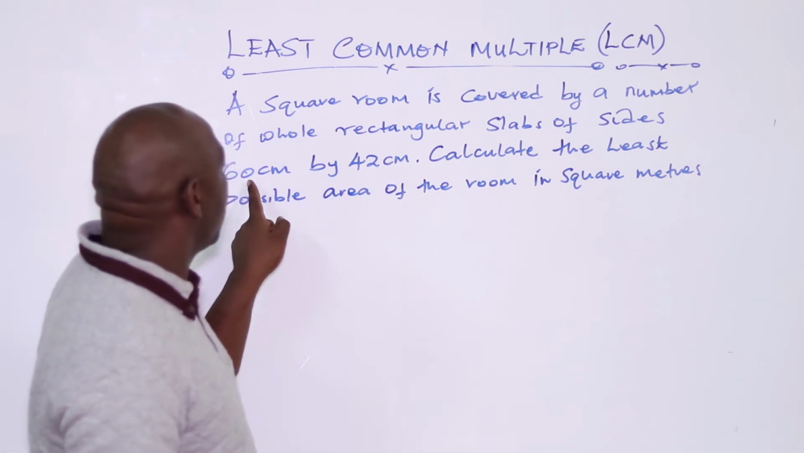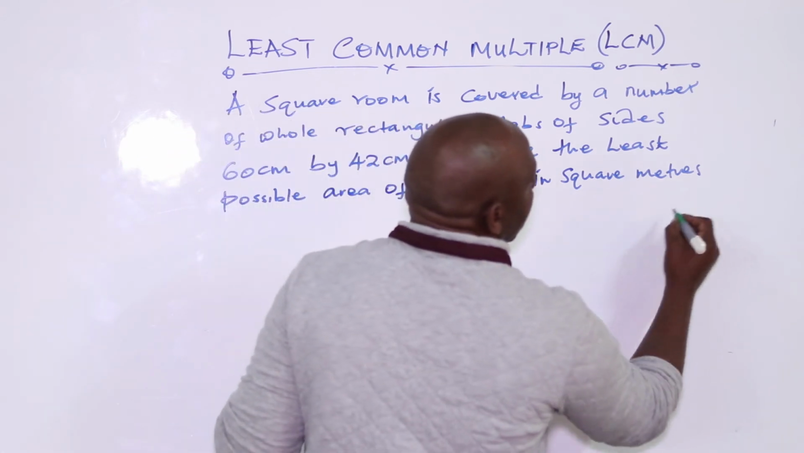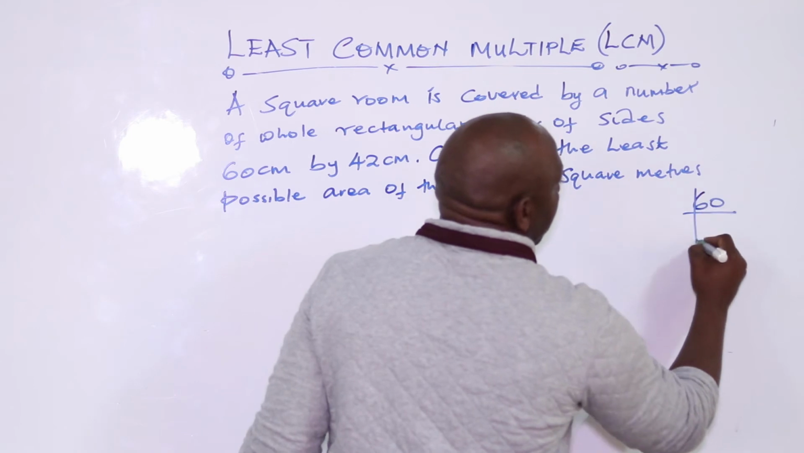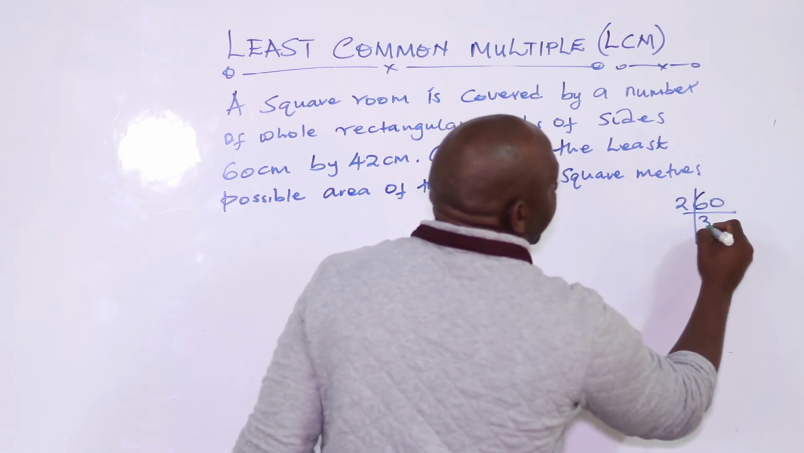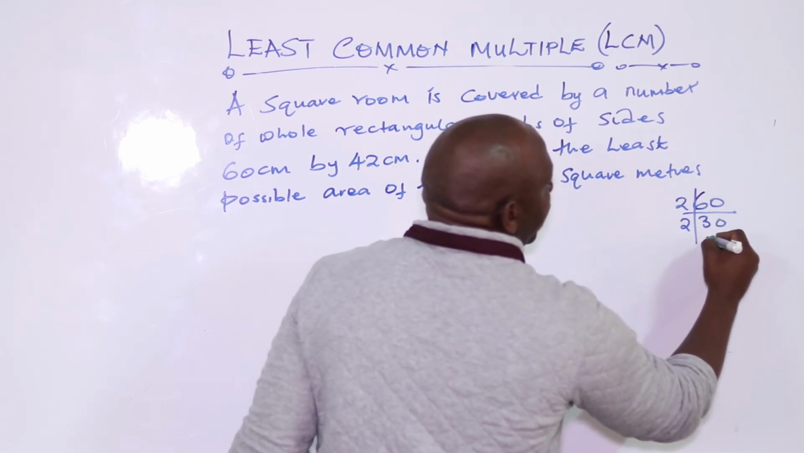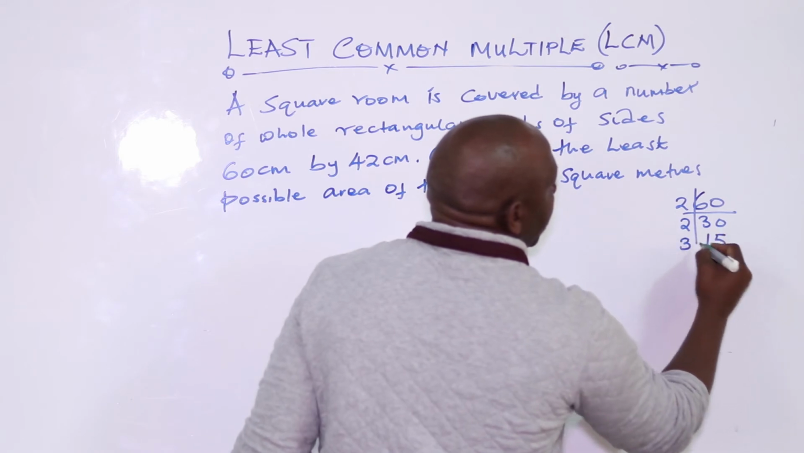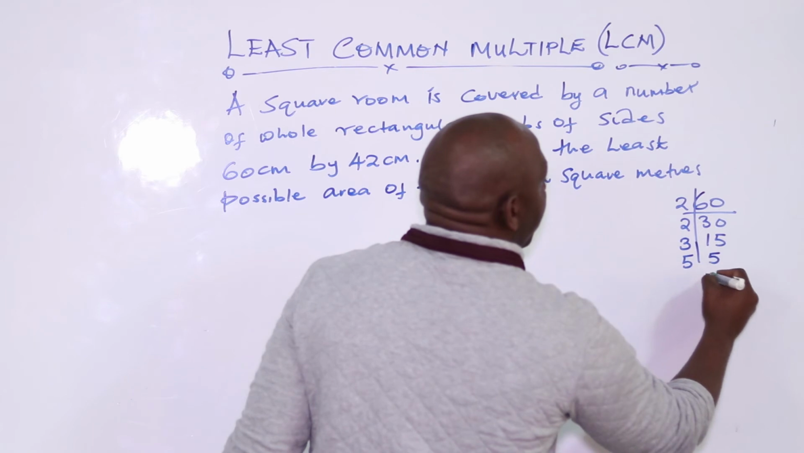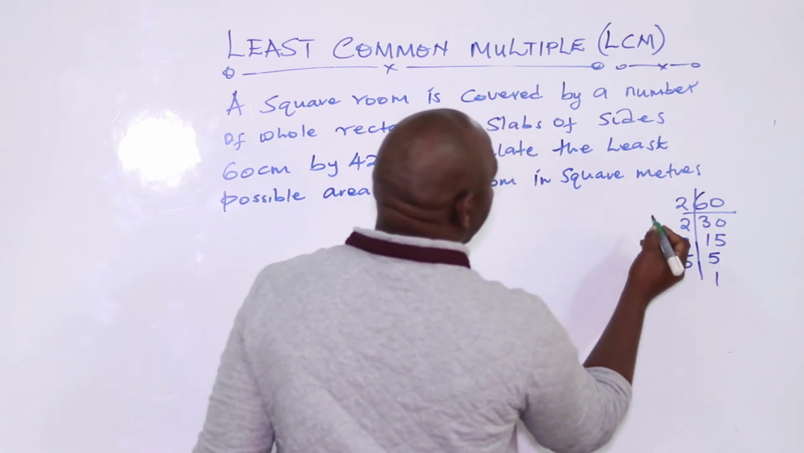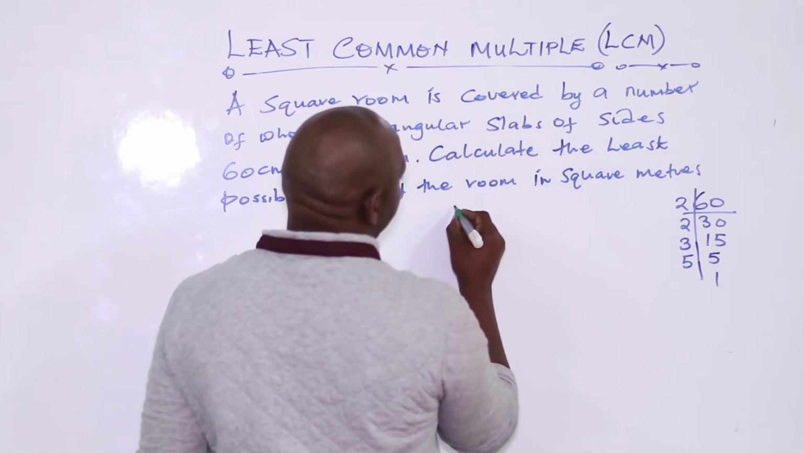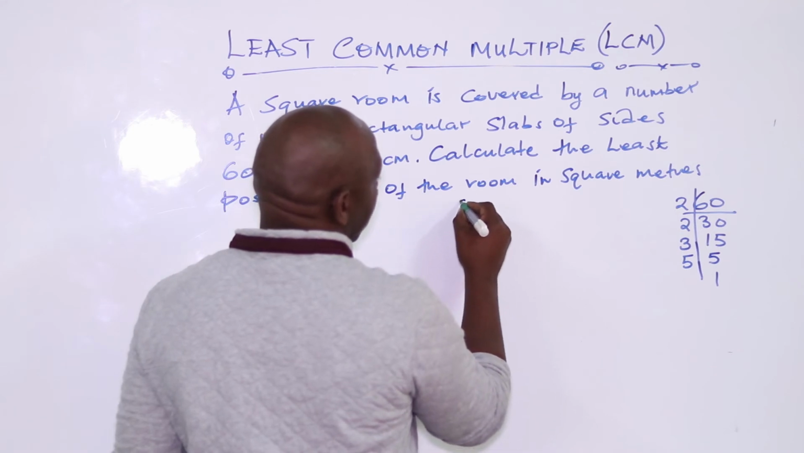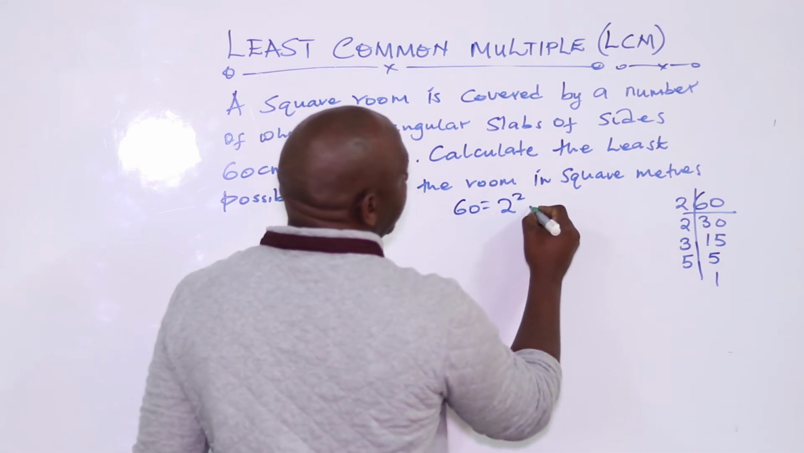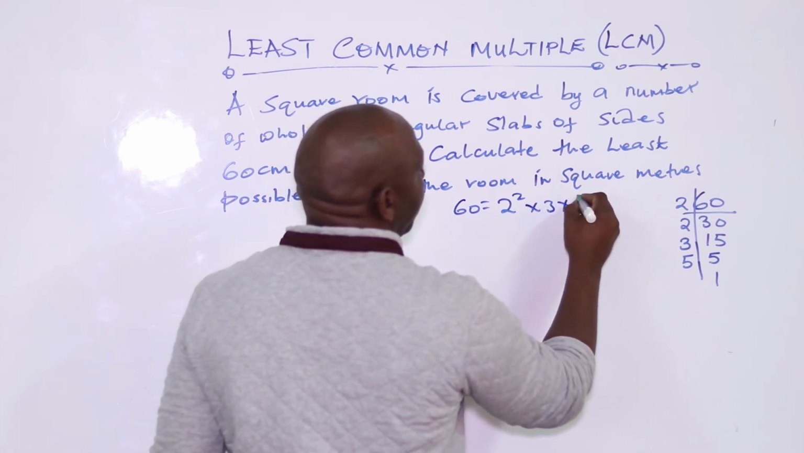So, what are the factors of 60? If you are asked what are the factors of 60, by 2, you get 30. By 2, you get 15. By 3, you get 5. And by 5, you get 1. So the factors of 60 here, you can write them as 2 power 2 times 3 times 5.